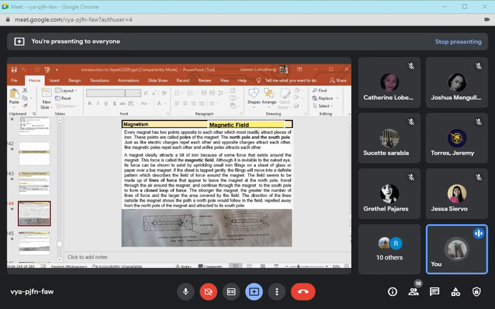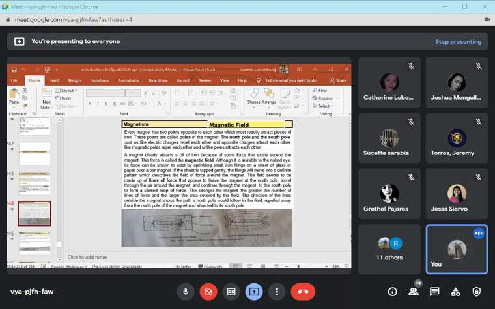Although it is invisible to the naked eye, its force can be shown to exist by, just like what I said a while ago, sprinkling small iron filings on a sheet of glass or paper over a bar magnet. You will see that there will be some movement. You will see that yes, there is really force. If the sheet is tapped gently, the filings will move into a definite pattern which describes the field of force around the magnet.